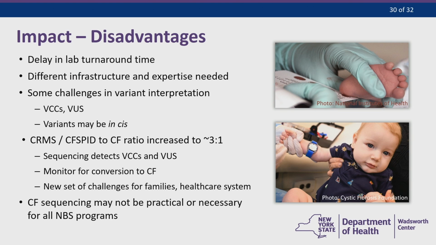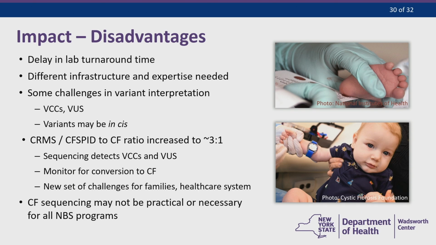And then the disadvantages, there is that slight delay in turnaround time. It's a few days, a couple of business days. There's different infrastructure and expertise needed to do next-gen sequencing. We have a core facility at Wadsworth that does next-gen sequencing for newborn screening and all of infectious disease. So we prepare the DNA, we give the core our DNA plates, they prepare libraries, they sequence, and they send us the data. And we have a bioinformatician who set up all the pipelines to do the analysis.